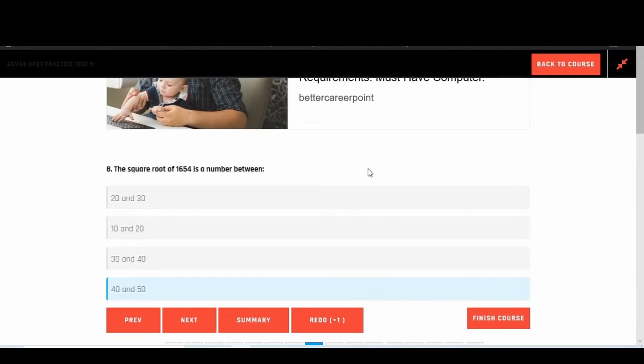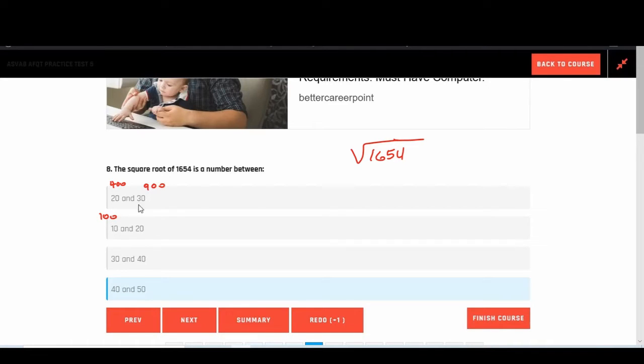All right, number 8 says the square root of 1654 is a number between. So again, this is square root of 1654, which is not necessarily easy to do, given that this is a large number. That said, we can use some mental math tricks to help us estimate this, since that's all they want us to do. The square of 2 is 4. The square of 20 is going to be 400. The square of 3 is 9. The square of 30 is 900. The square of 1 is just 1. The square of 10 is 100.